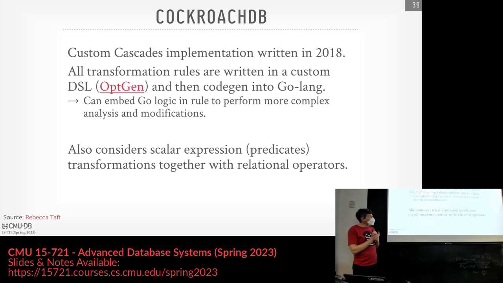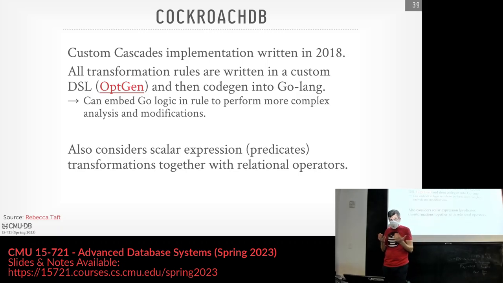CockroachDB implemented their own Cascades optimizer starting in 2018, and everything's in Go. They're using their own DSL called OpGen, where you write in this higher-level language the transformations you want to do, and then it does code generation into Go, because the whole system is written in Go. Unlike in SQL Server, they consider the scalar expressions, the predicates within WHERE clauses, as transformation rules as well, along with operator transformations.